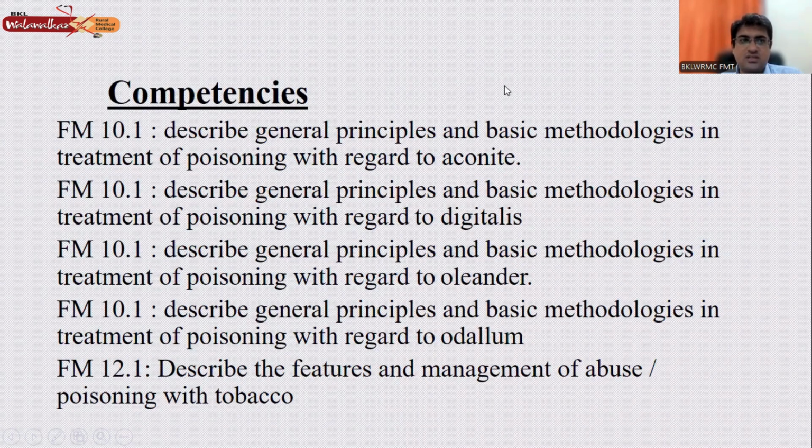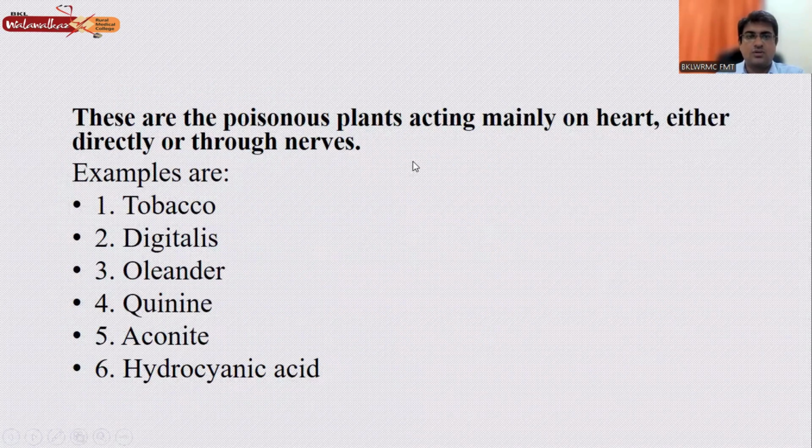These are the competencies: FM 10.1, 10.1, 12.1. These are about the various cardiac poisons: aconite, digitalis, oleander, vodalum, and tobacco. Basically, cardiac poisons are poisonous plants acting mainly on the heart, either directly or with the help of nerves. The main examples are tobacco, digitalis, oleander, quinine, aconite, and hydrocyanic acid.